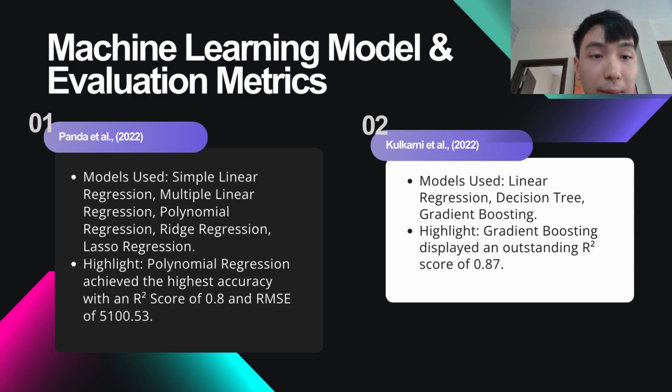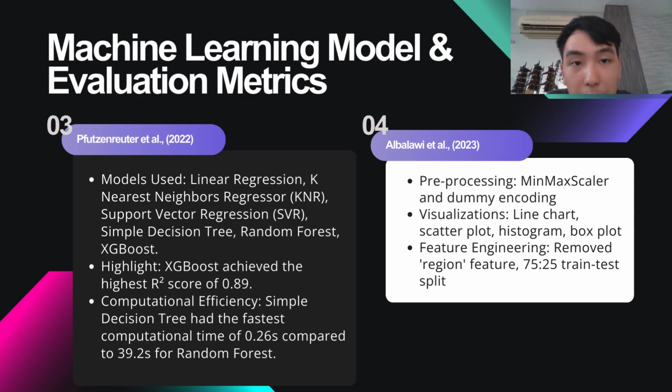Moving on to the second study by Kulkarni and colleagues, their study utilized linear regression, decision tree, and gradient boosting models, and notably, gradient boosting displayed outstanding performance with an R-squared score of 0.87. Now moving on to the third study by Fulton Reuter and colleagues. Their study evaluated multiple models such as linear regression, KNN, support vector regression, simple decision tree, random forest, and XGBoost. Notably, XGBoost achieved the highest R-squared score of 0.89, and in terms of computational efficiency, simple decision tree had the fastest computational time at 0.26 seconds compared to 39.2 seconds for random forest.